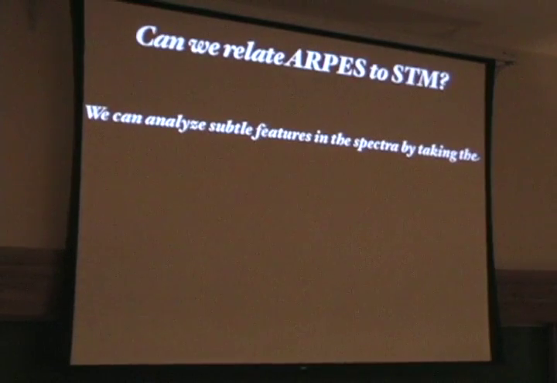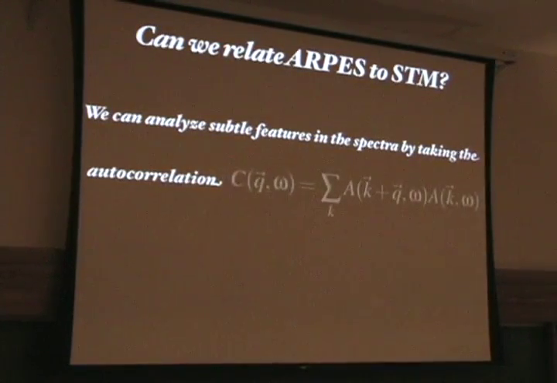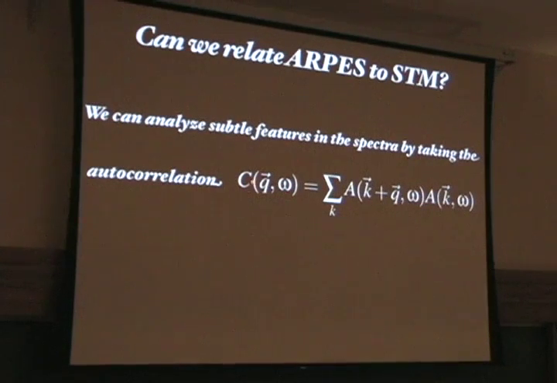So here's how we can analyze the subtle features in this spectrum, try to compare it to STM and see if we can understand what's going on. We do this because we measure imaginary G, so it's like the local density of states. So we do an autocorrelation, a density-density autocorrelation, like this, and this we should be able to compare to what the STM is measuring. The Fourier transform is equivalent to this quantity, which is just multiplying the intensity at one k, one energy, by another k, another energy. This is easier than the susceptibility because we don't have to make any assumptions here. This is all measured. All right, let's look at it and see what happens.